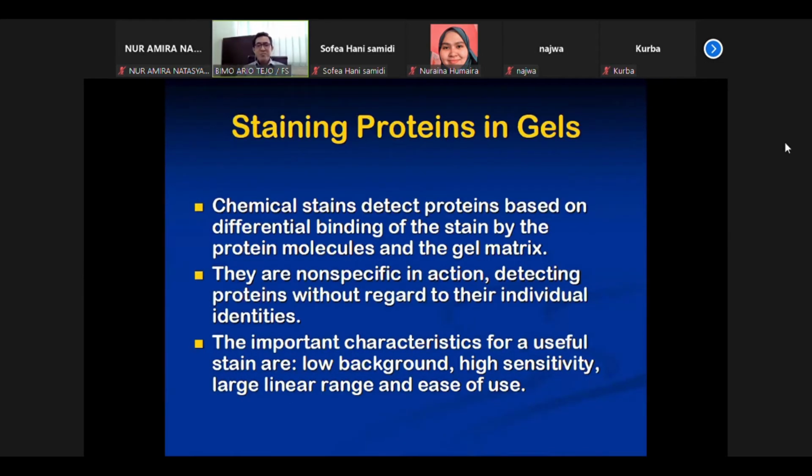Protein ini tak ada warna, protein ini tak ada color. So once you finish the electrophoresis, of course you want to see the protein, right? Then you need to stain. You kena letak warna, ya. So the kind of stain that we use is chemical staining. Chemical staining. So it detects protein based on how the protein bind to the staining molecule. Ya. So kita guna dye lah, ya. Kita guna pewarna. Yang mana pewarna ini it will react with the protein. So you can see the color.